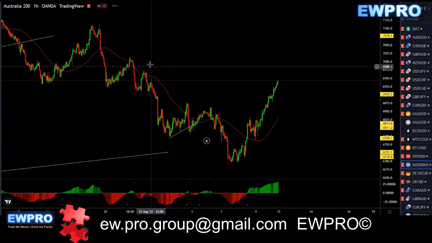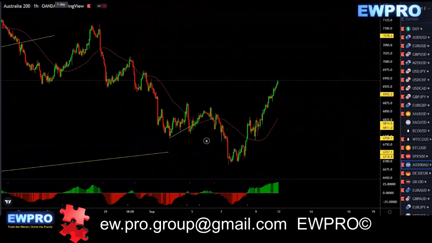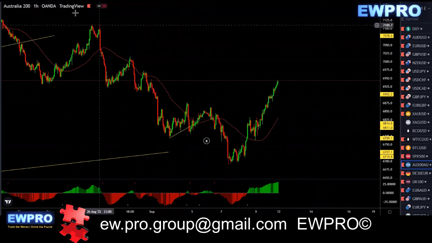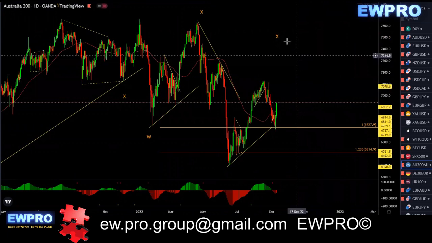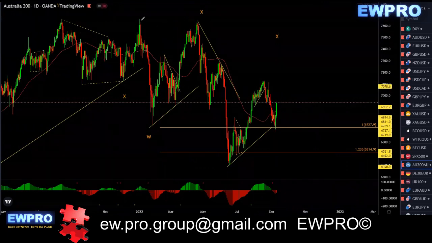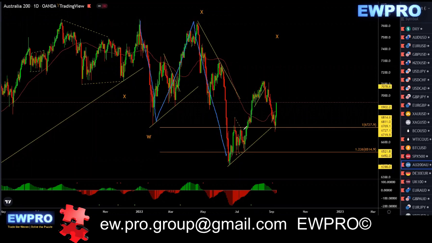AU 200 on the daily. So we've got that WXY. We didn't have this bear hidden in here, so it becomes more difficult to trade, like I've mentioned.